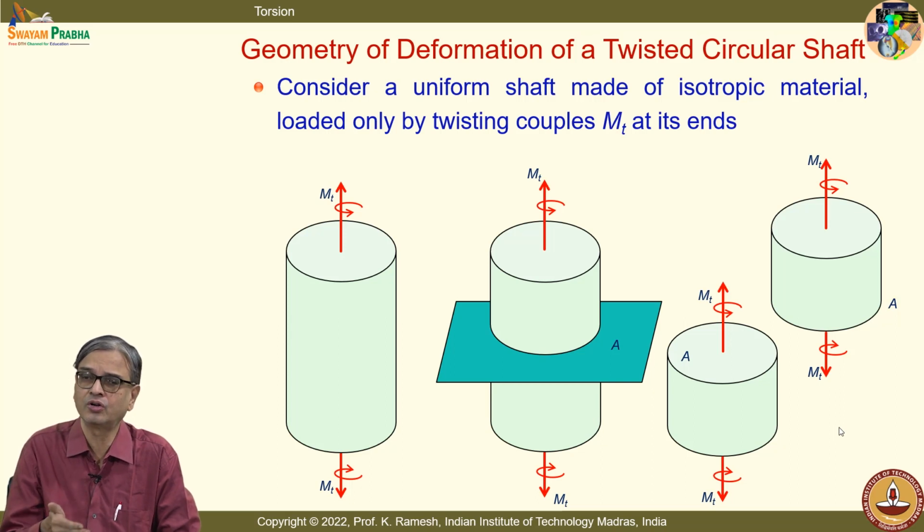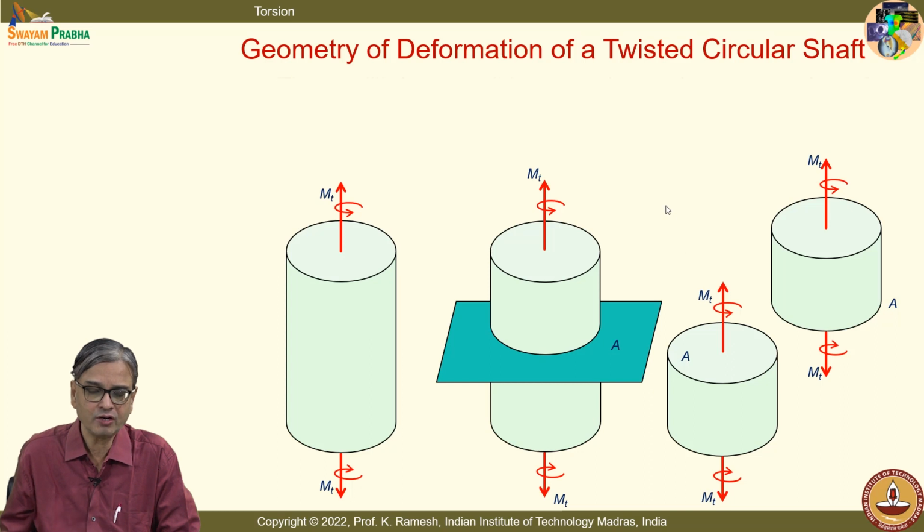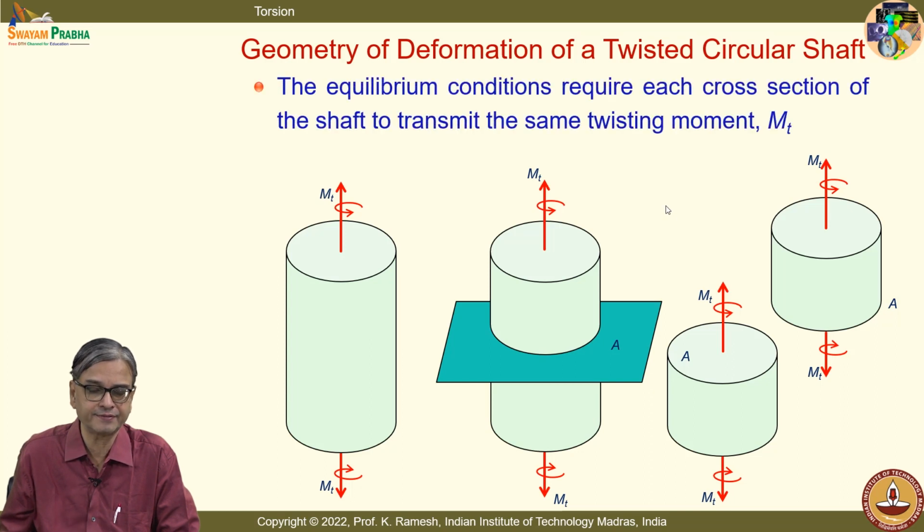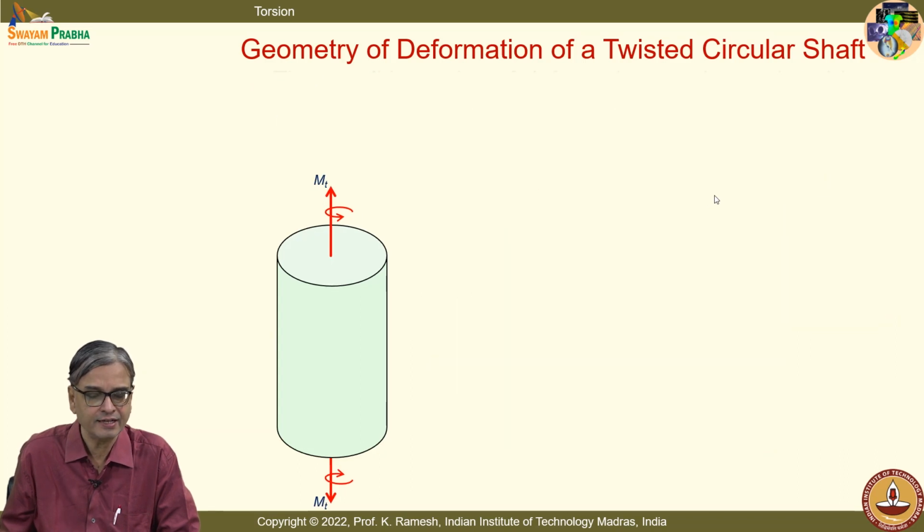There is no change in the value of torque when it is a circular cross section. So, that is what is summarized here. The equilibrium conditions require each cross section of the shaft to transmit the same twisting moment Mt. So, that is the first understanding.